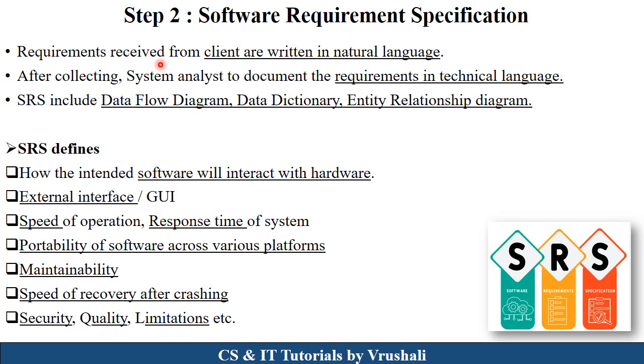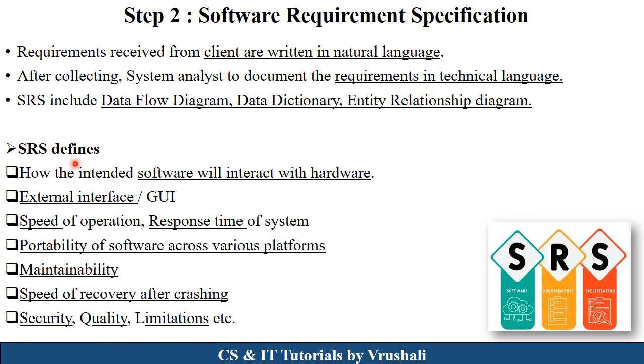Basically, all the requirements received from the customer are written in natural language like Marathi, Hindi, English. But the SRS document is maintained in technical language which is understandable by the implementation team. This SRS document also has different diagrams like data flow diagram, data dictionary, entity relationship diagram. They show the work of the particular product.